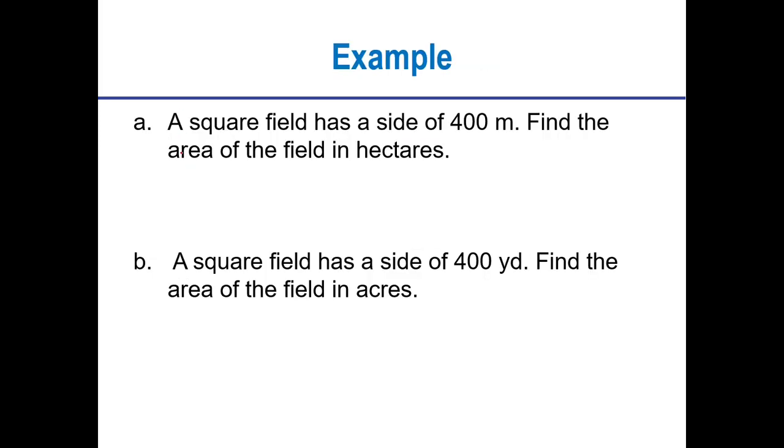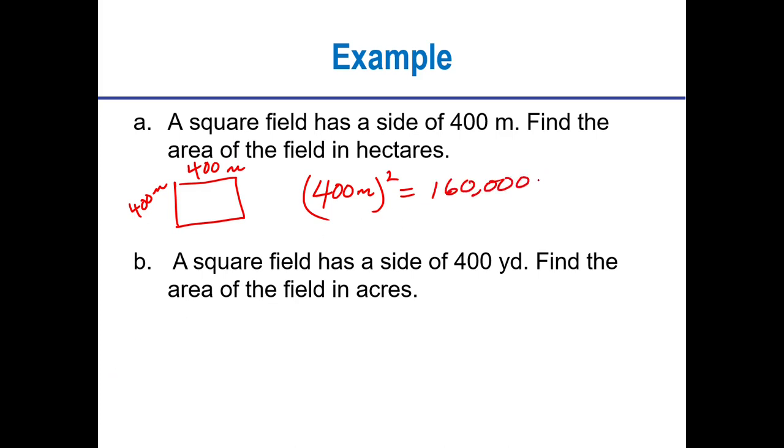Example. Part A. A square field has a side of 400 meters. Find the area of the field in hectares. We have the figure consists of 400 meters by 400 meters. So in order to find the area, we just simply need to multiply these two values together or simply square them. So we have 400 meters squared. That's going to be equivalent to 160,000 meters squared.